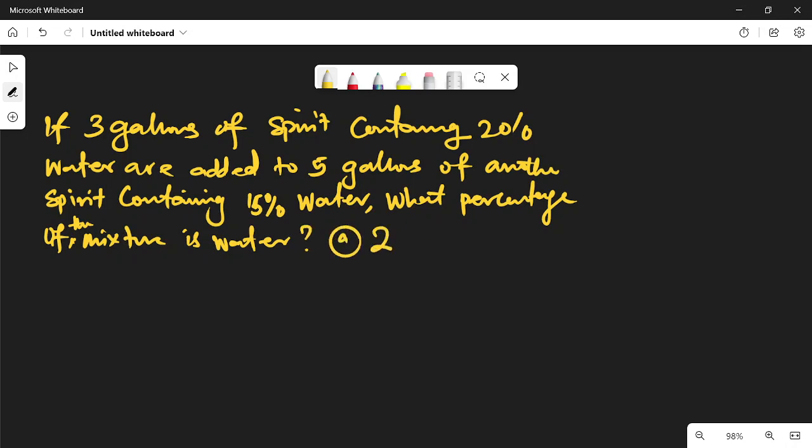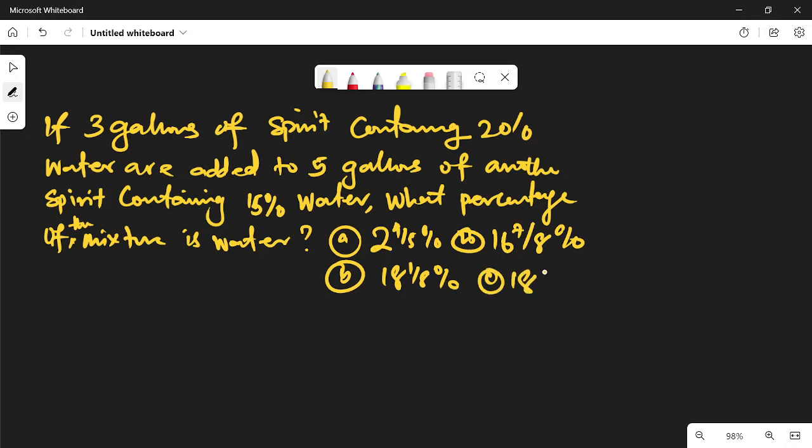A, 2 and 4/5%; B, 16 and 7/8%; C, 18 and 1/8%; and D, 18 and 7/8%. So the question is, if 3 gallons of spirit containing 20% water are added to 5 gallons of another spirit containing 15% water, what percentage of the mixture is water?